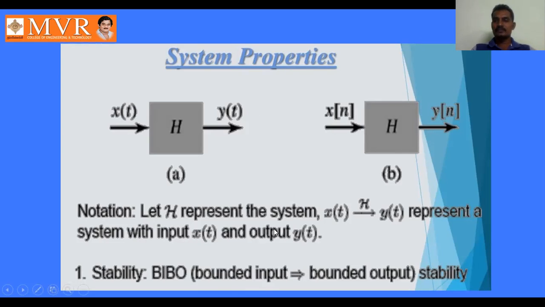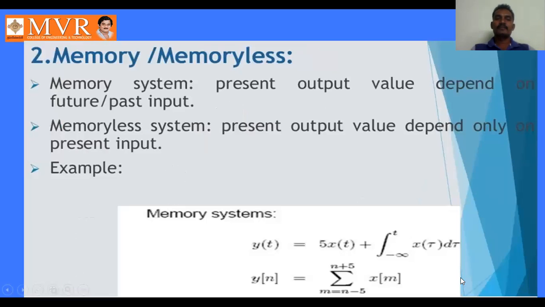A system is said to be stable if and only if an input signal with bounded limits leads to an output signal with bounded limits. That's why you can say BIBO, bounded input gives bounded output. That is stability. Next, memory or memoryless.